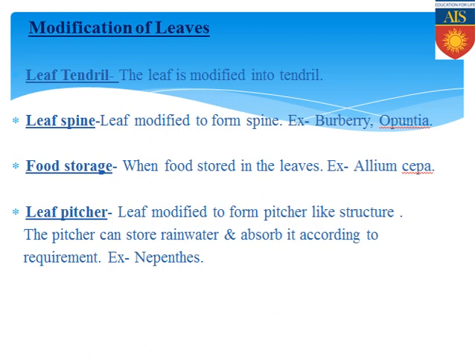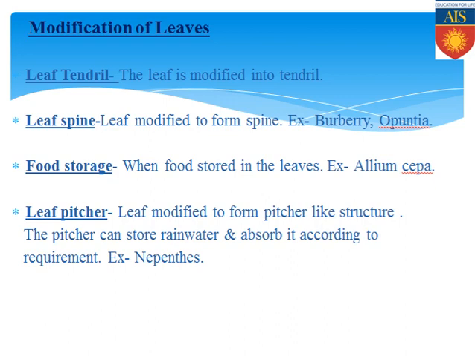In case of Opuntia, the stem is also modified into spines. Food storage: the food remains stored exclusively within the leaves. As an example, you can see in case of onion, Allium cepa, that is the scientific name of the onion. In them you can see the leaves are very fleshy due to the food storage. Okay. And the last modification of the leaf you can see is the leaf pitcher.